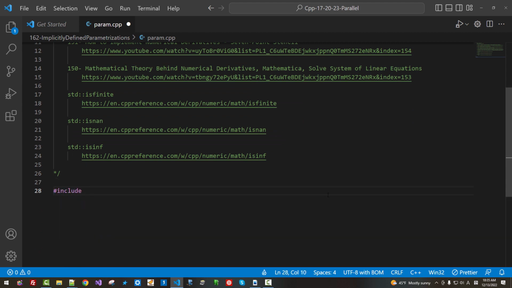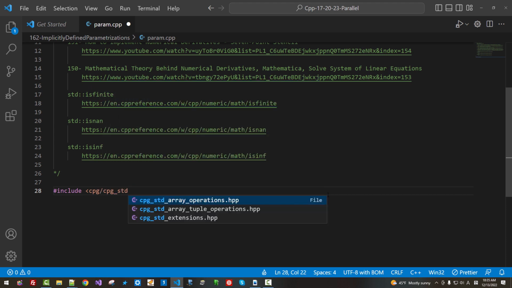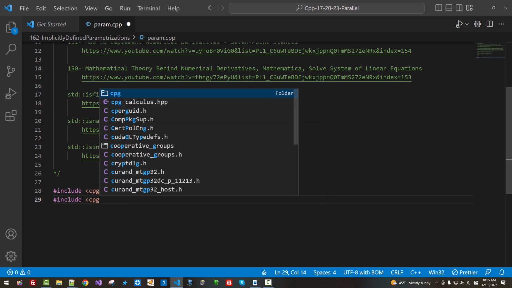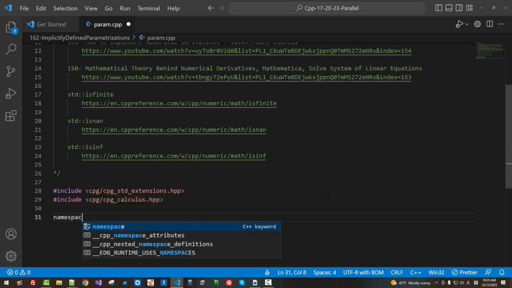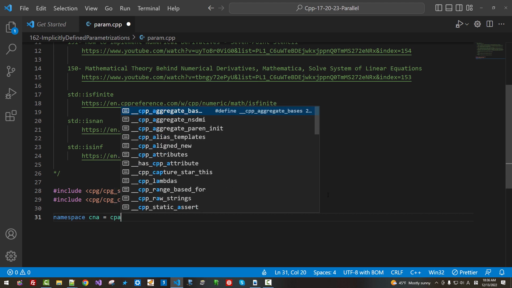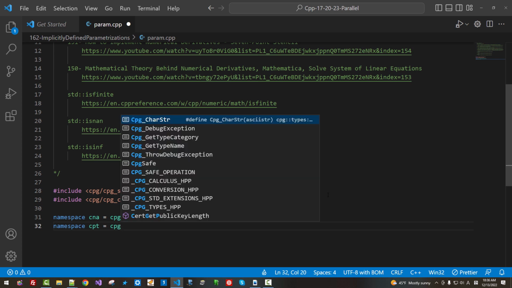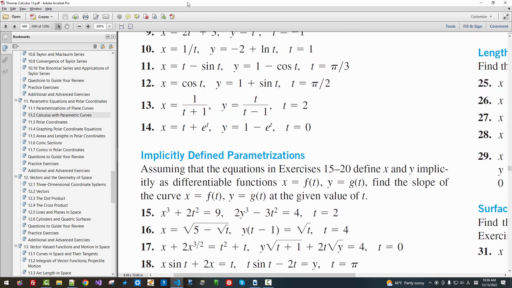Include CPG, SED extension. Include CPG, calculus, namespace CNA, CPG, numerical analysis, namespace CPT, CPG. Types are well arranged.